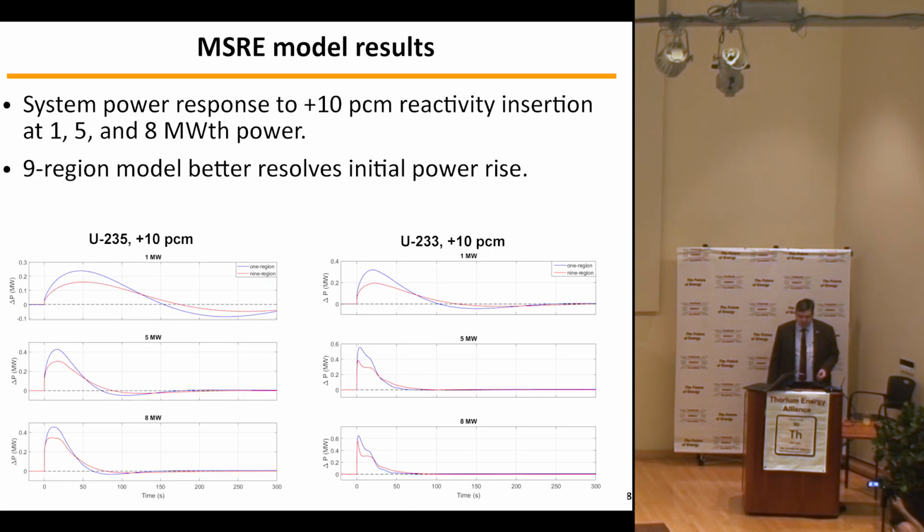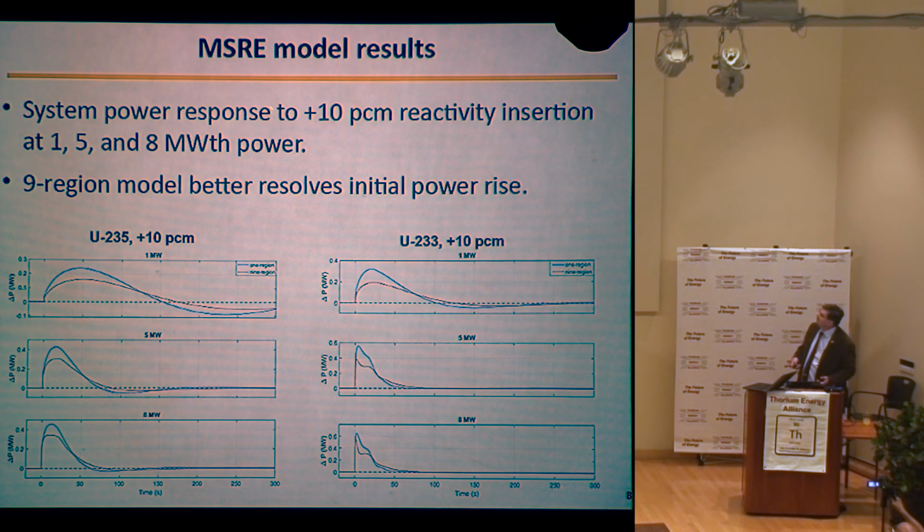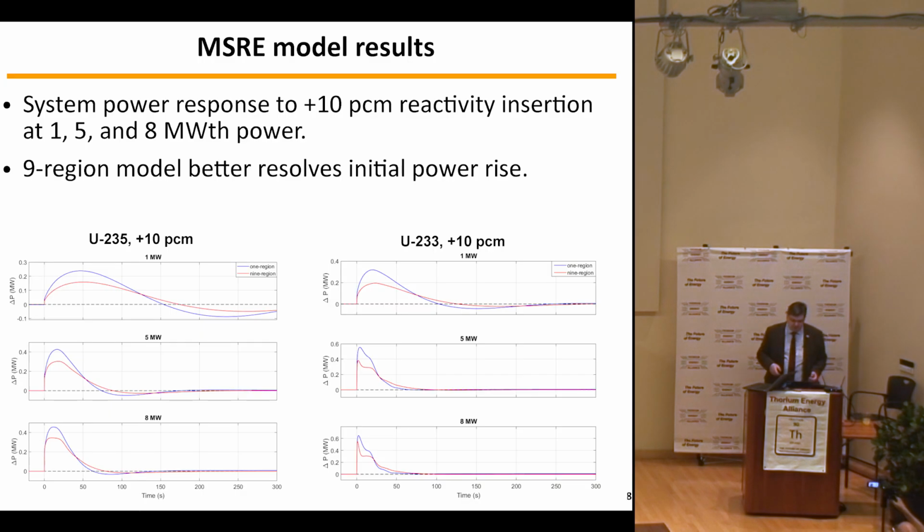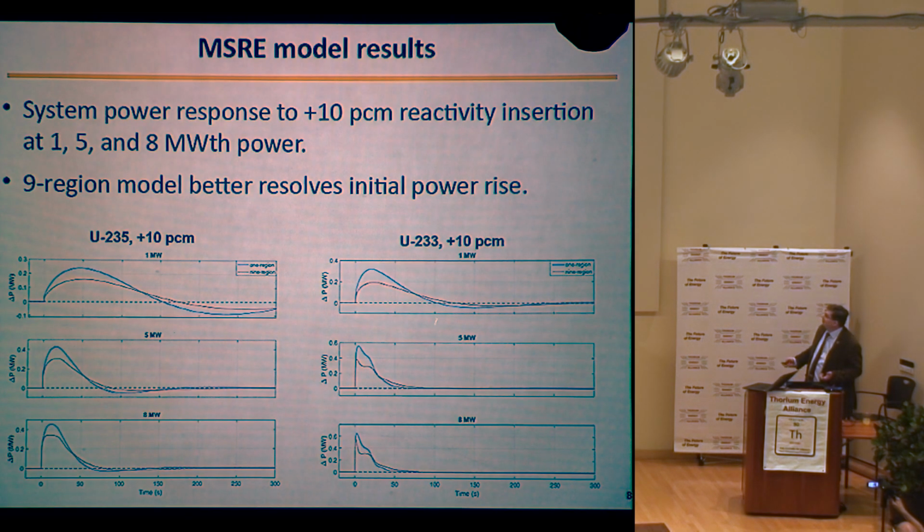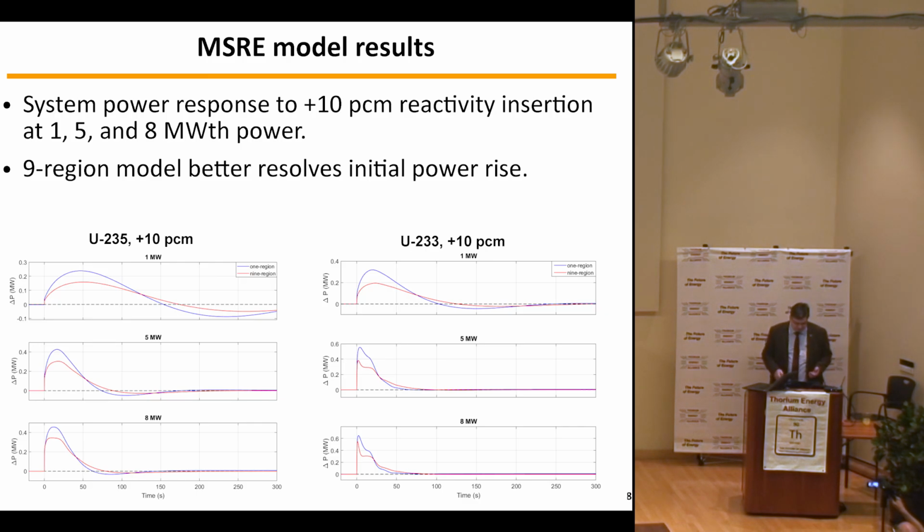So if we look at some results from the model, you see what happens if we insert a PCM of reactivity into the core when the core is operating at 1, 5, and 8 megawatts of power, whether it runs on U235 fuel or on U233 fuel. You see that the U233 fuel, having a smaller delayed neutron fraction, acts quicker, and that the 9-region model allows you to resolve a faster time scale in its behavior.